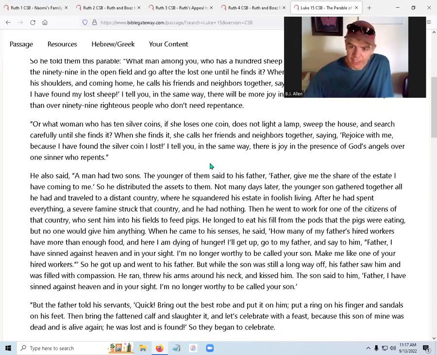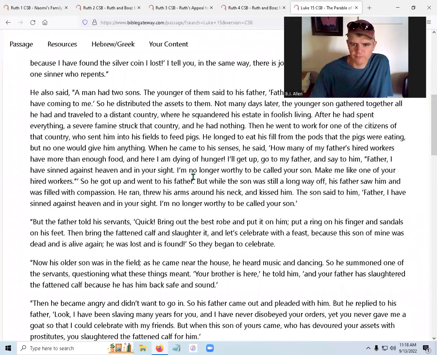He wants the birthright now, but he's a younger son. So the father gave stuff to the younger son and to the older son. So we can kind of see it playing out here. Not many days later, the younger son gathered together all he had, traveled to a distant country where he squandered his estate in foolish living. All right.